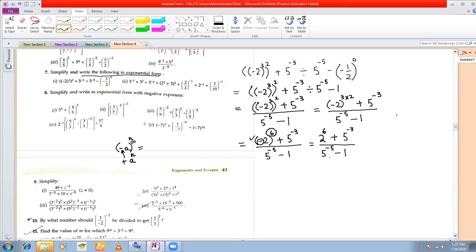Okay. Is this an exponential form or not? Anyone? Should I do anything with this? Anything further required here? Yes, tell me, Ritika, anything further required here? No, sir. Nothing required further, because I already have an exponential form. 2 to the power of 6, 5 to the power of minus 3, 5 to the power of minus 5, and obviously 1 to the power of 1, which is an exponential form. So nothing further is required, because the question was write in exponential form.